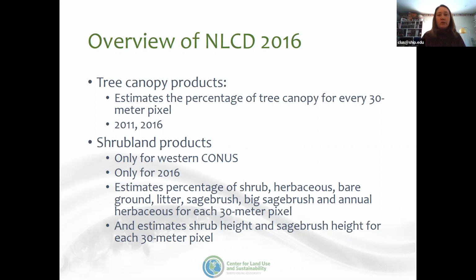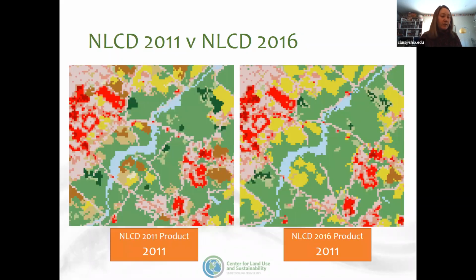So that's the overview of 2016. Let's take a look at how the new edition compares with the old edition. So what we're looking at here is for the date 2011. On the left-hand side is the 2011 edition of NLCD. On the right-hand side is the 2016 edition.